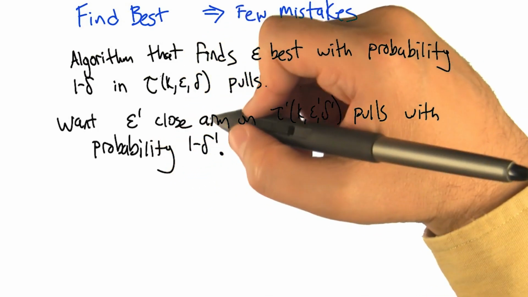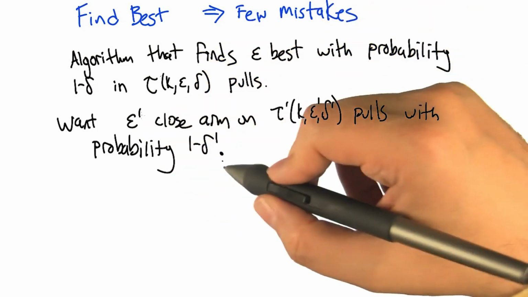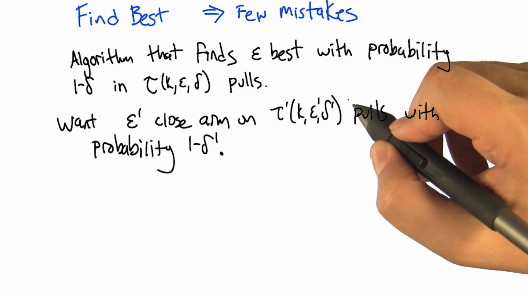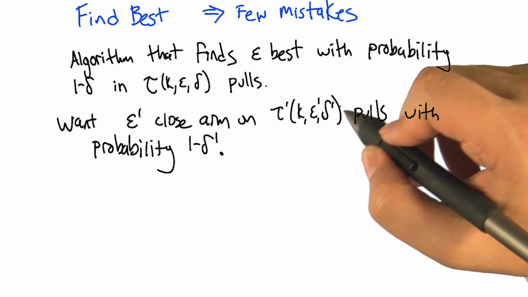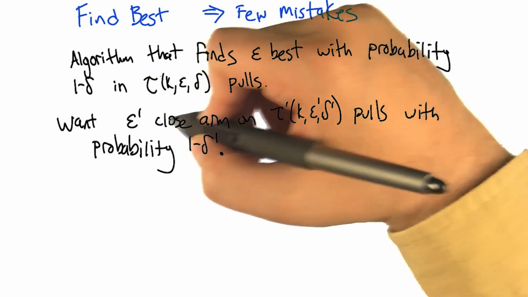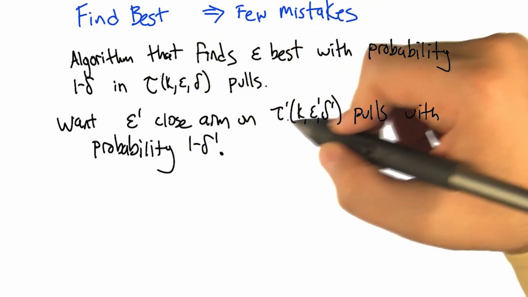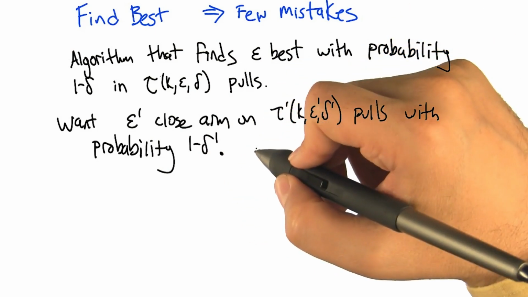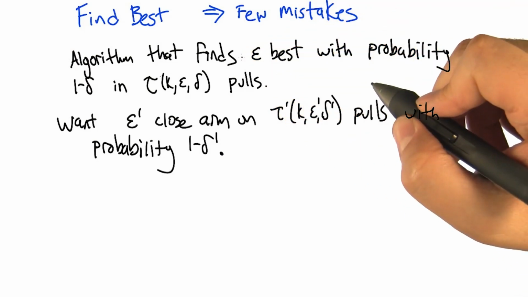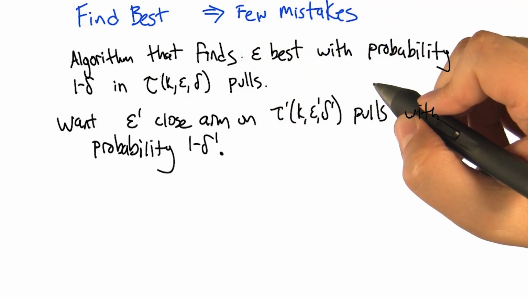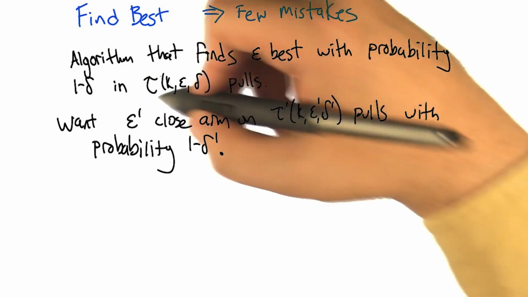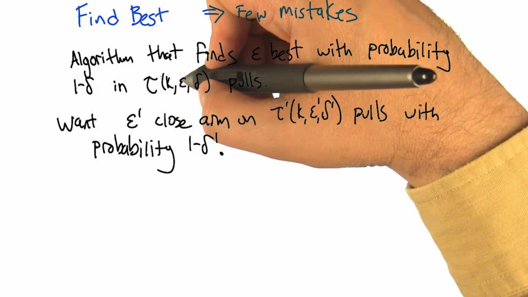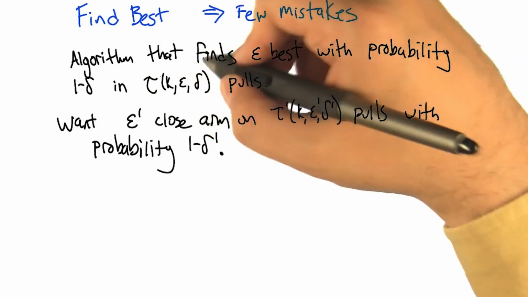So we want to construct an algorithm that, if we give it epsilon prime and delta prime, can choose a tau prime, k, epsilon prime, delta prime, that is going to choose an epsilon prime close arm on all pulls except for this bounded number, this tau prime number, with high probability. And all we've got to work with is this first algorithm that finds the epsilon best arm in tau, k, epsilon, delta pulls. So what we have to do is define, if we have that algorithm, what epsilon do we give it? What delta do we give it? And how do we use it so that we have this guarantee?